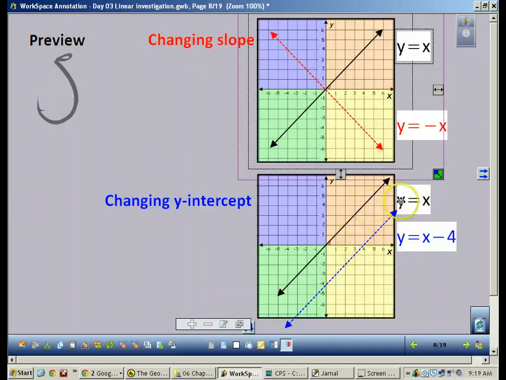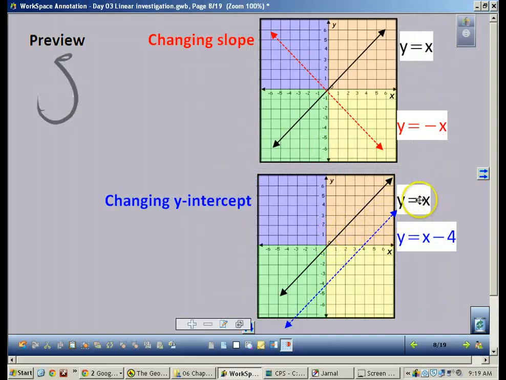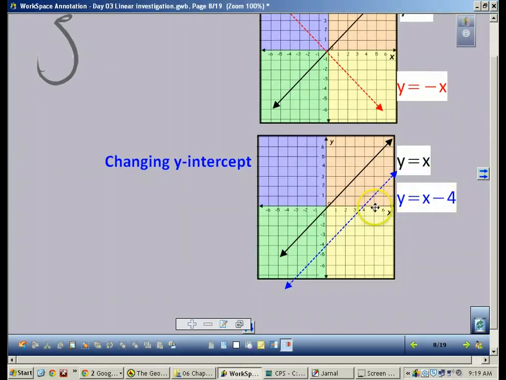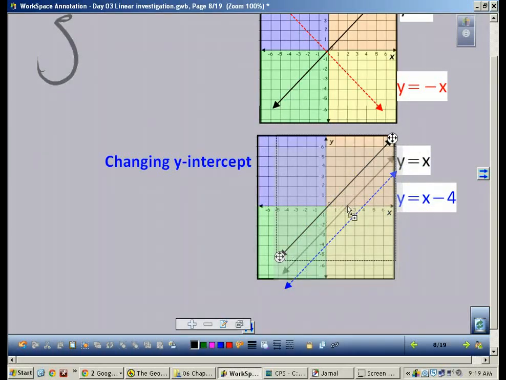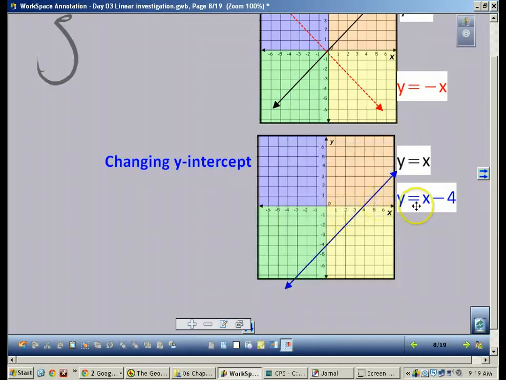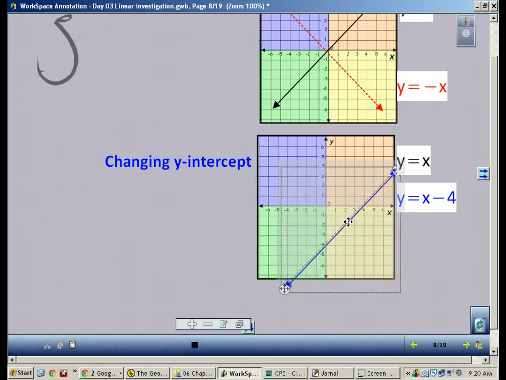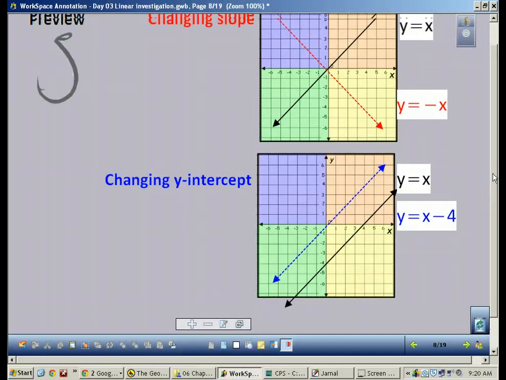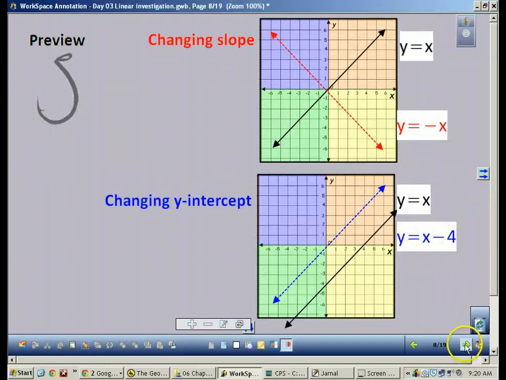Same thing here. If we have a parent function of y equals x, and we see y equals x minus 4, we don't want to have to make a t-chart and a t-table to make this. We want to understand that we can just take our parent function and move it down 4. And that's why it's x minus 4. Okay. So that's the whole purpose of all this, is how to get these graphs without actually plugging in numbers and trying to do it that way. Okay.